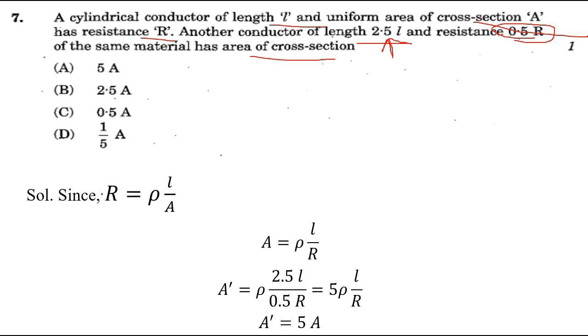So what we are going to do: we know that the resistance is equal to rho times L by A. So what will be the value of A? We can calculate this. A will come to this side and R will come in the denominator here.